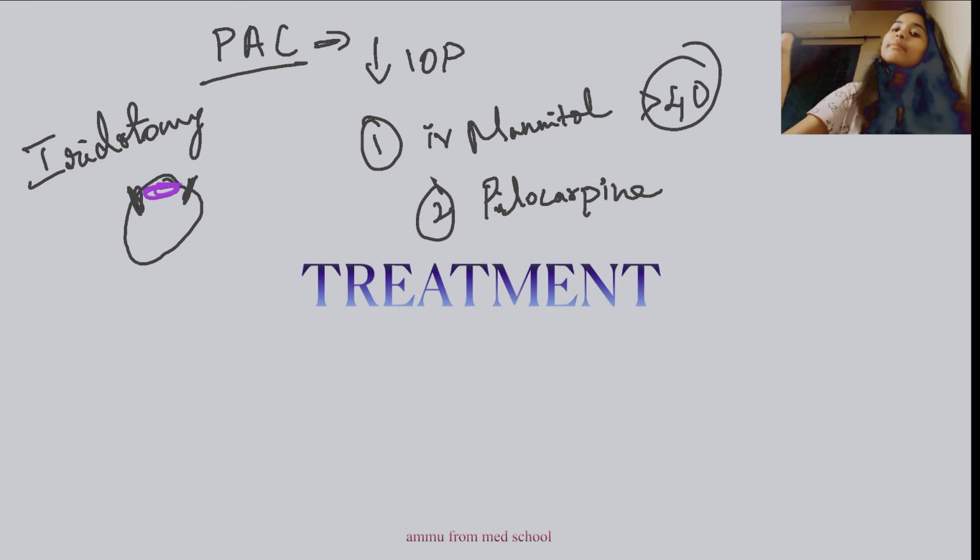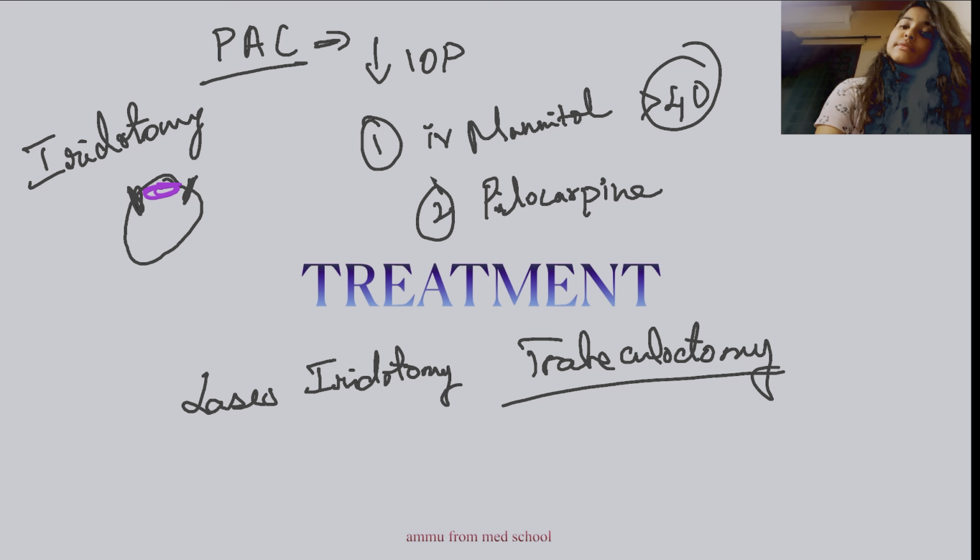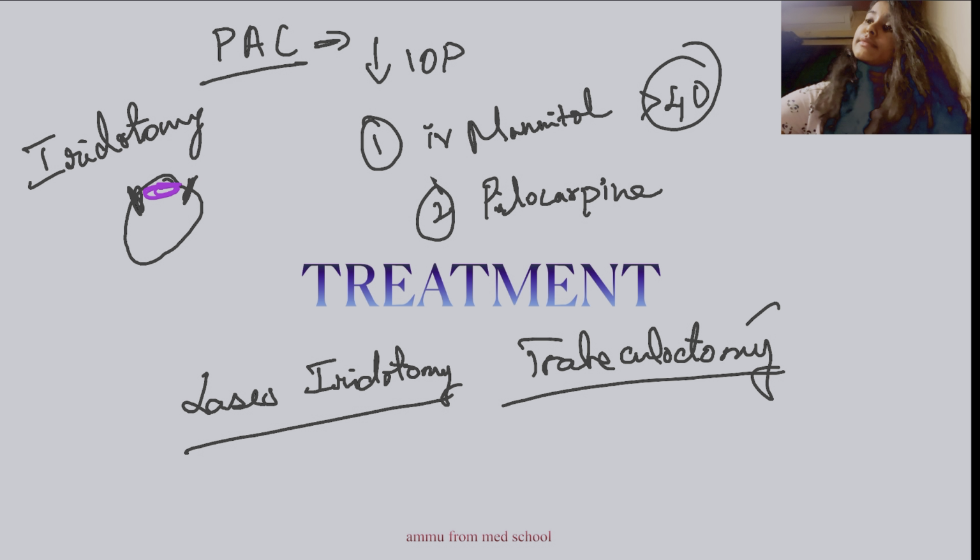But if it has progressed to primary angle closure glaucoma, then you have to do laser iridotomy alone or along with the medical treatment that I've told before. But laser iridotomy has to be done. If that fails, we can do trabeculotomy. Tomy means cutting, so we're cutting the trabecular meshwork. It is basically a filtration surgery, and that is done only if the treatment fails to control the IOP.